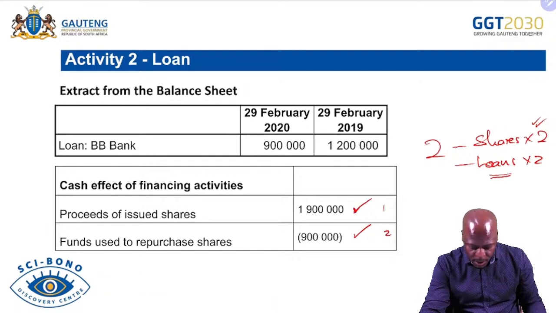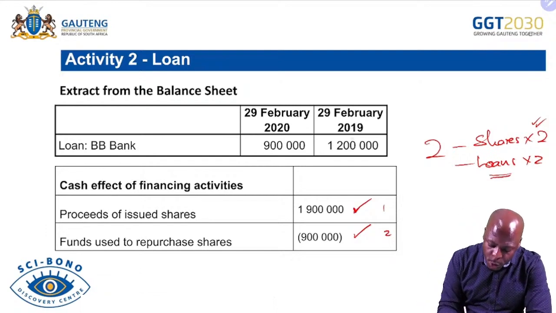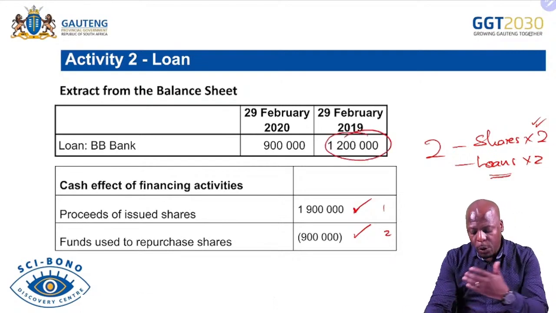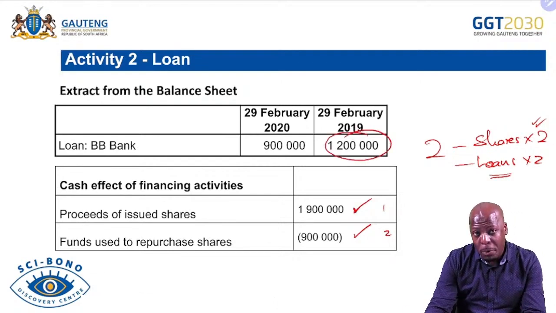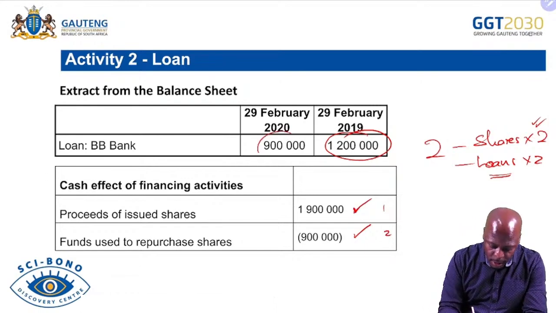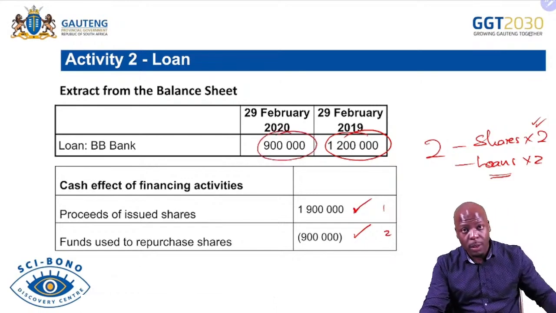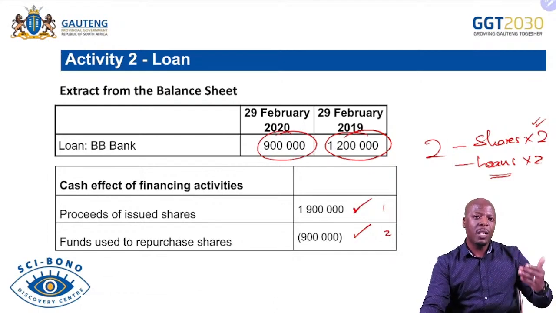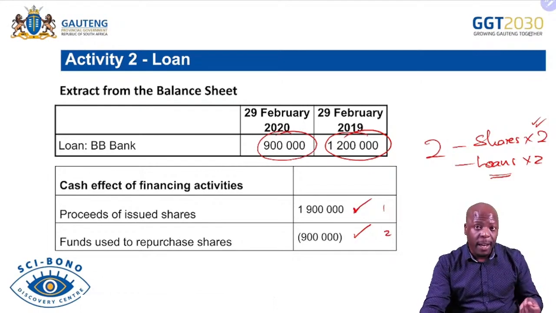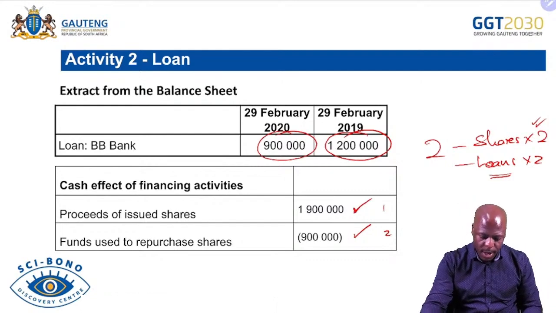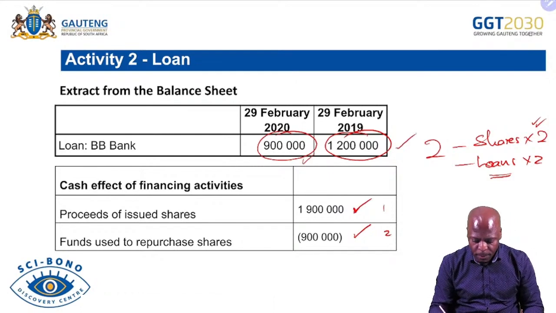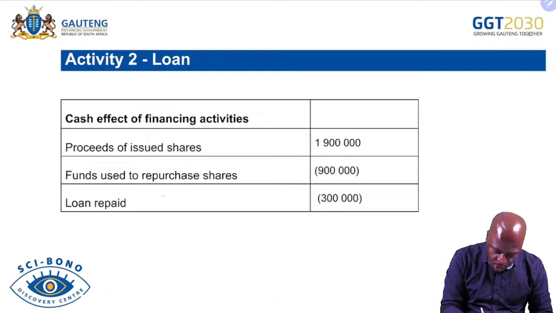In this paper, you see that we had a loan of 1,200,000 in 2019. But when we go to 2020, the loan is no longer 1.2 million. The loan is now 900,000. That only means one thing. Our loan is decreasing. And the reason why a loan would decrease is when we pay back the loan. So here, there's a repayment of the loan from 1.2 to 900,000. All right? And then that is what you see here now.